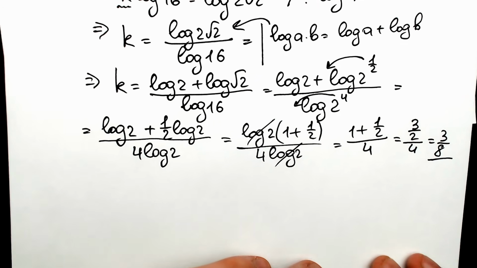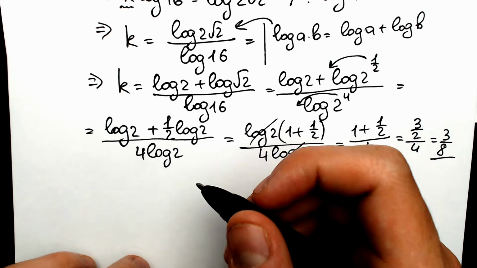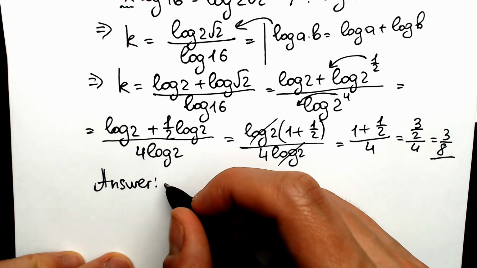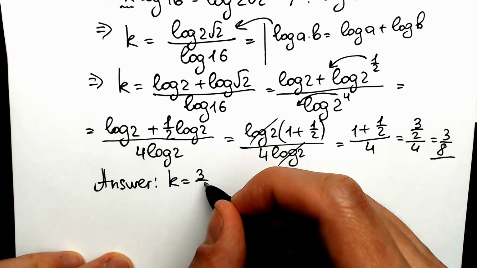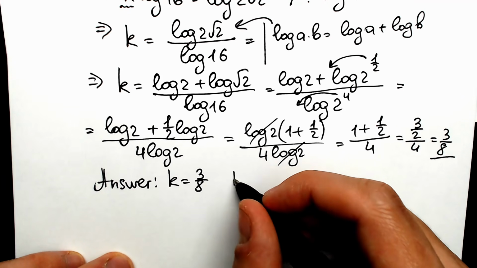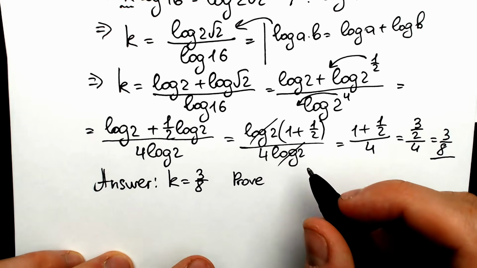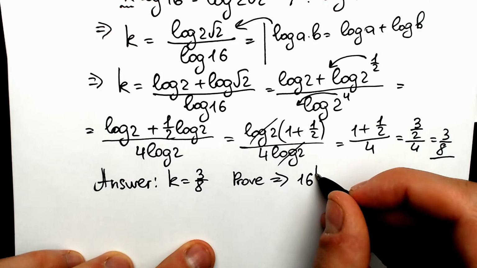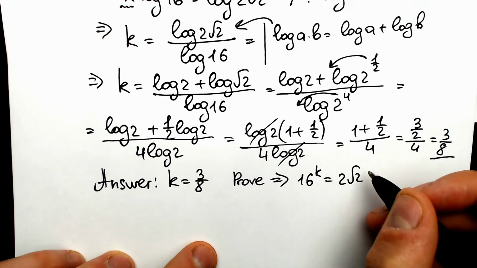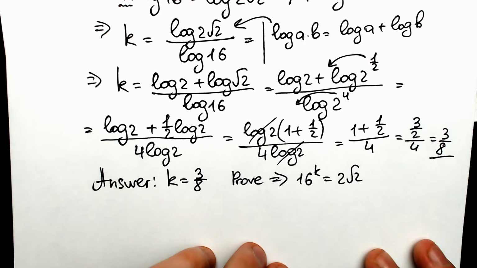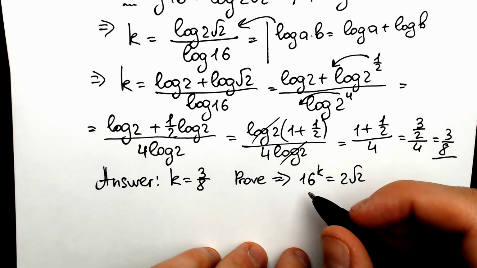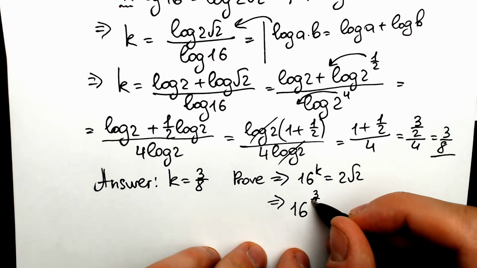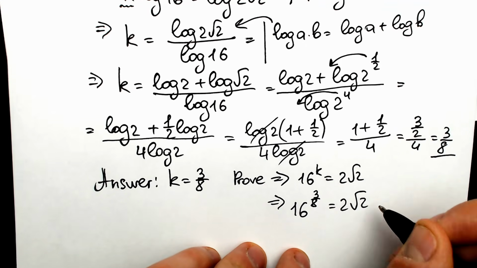Okay, so in the end, let's check real quick our root. Of course, we can write our answer. k is equal to 3 over 8. So let's check it. Let's prove it. So for k equal to 3 over 8, we have 16 to the power k equal to 2 square root of 2. So this is our question from the beginning, and right now let's plug in 3 over 8. So what do we have? 16 to the power 3 over 8 equal to 2 square root of 2.